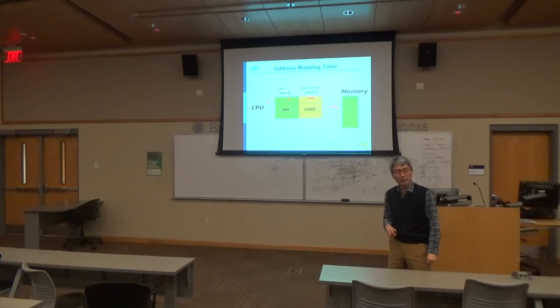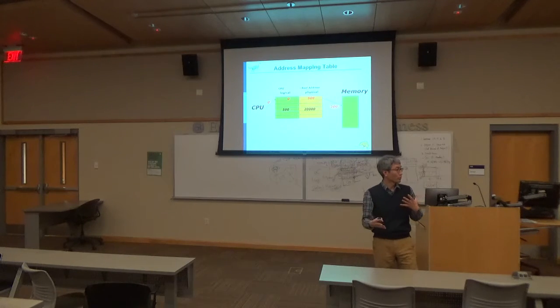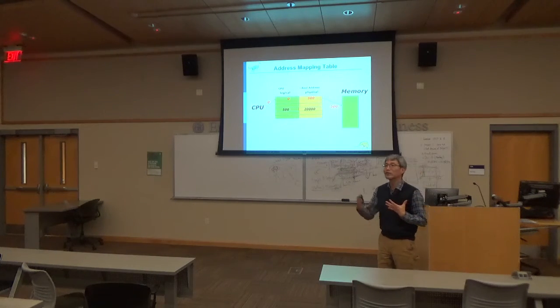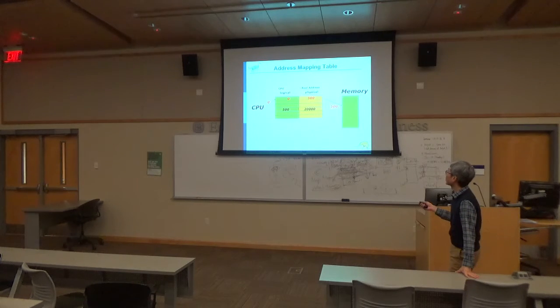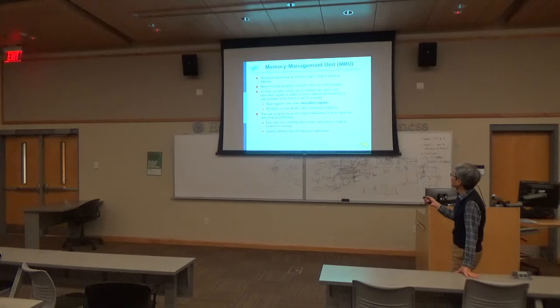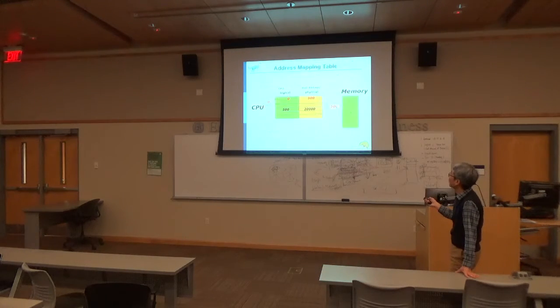Somebody may be curious, why not calculate every time? That would be simple, but it wastes CPU. It's probably at instruction level, so instead, why don't we have such a comparison table? This comparison table is called the memory management unit, MMU.